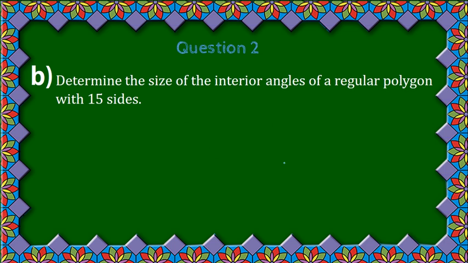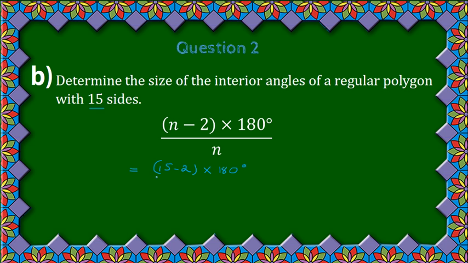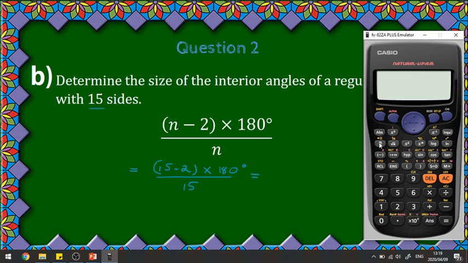Right, B. Now we have one with 15 sides, where we want to find the size of the interior angles. Once again, we have our formula, and we're going to substitute in 15 in place of these two n's. So we've got 15 minus 2 times 180 degrees over 15. 15 minus 2 is just 13. So times 180. Let's just put our fractions in first. So that's 13 times 180 over 15, and this gives us 156.